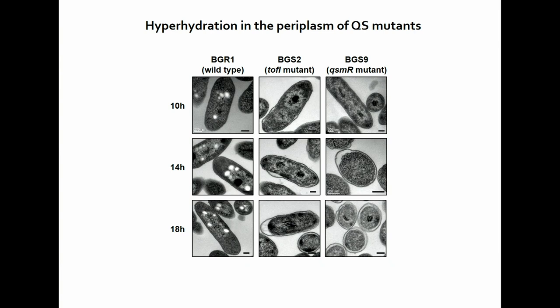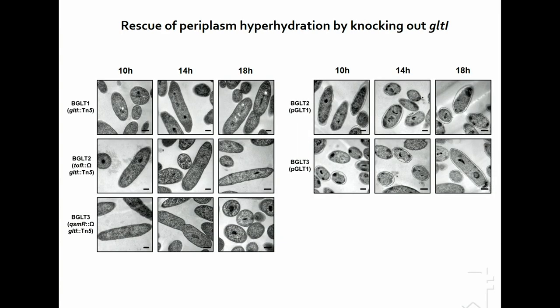So this is a wild type. You see intact cell envelopes. These two are quorum sensing mutants. You see a lot of hyperhydration, right? So they do have an osmolarity problem and the hyperhydration phenomenon. Okay. So if we mutate GLTI, which is the glutamate transporter, can we avoid the hyperhydration? The answer was yes. All right.